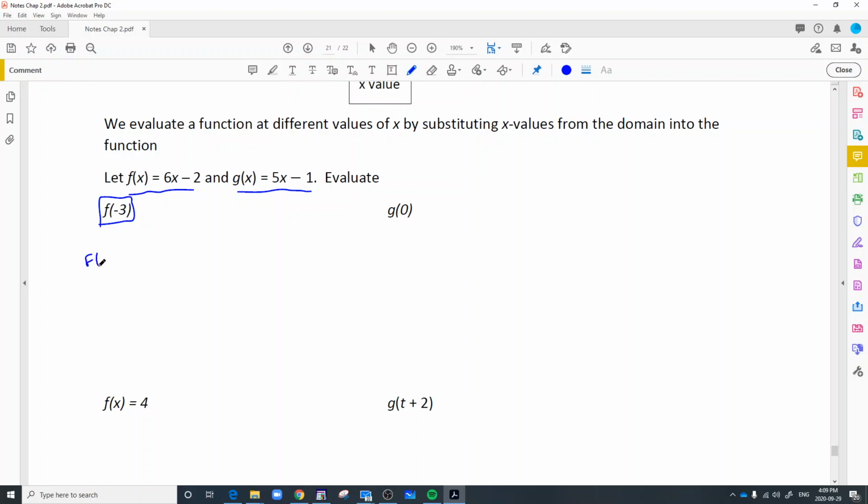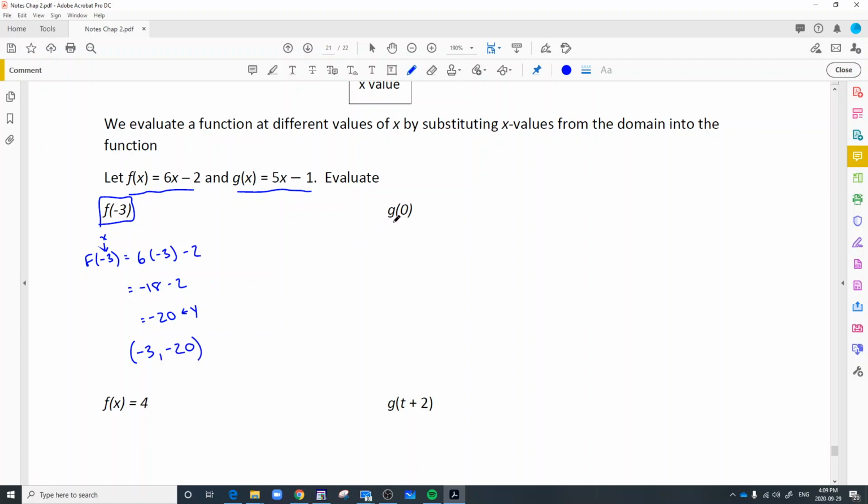So the value of your function when x is negative 3 would equal 6 times negative 3 minus 2, which would give you negative 18 minus 2, which would give you negative 20. So the value of your function when x is negative 3 is negative 20. In other words, when your x value is negative 3, then your y value is negative 20. So your ordered pair would be negative 3, negative 20.